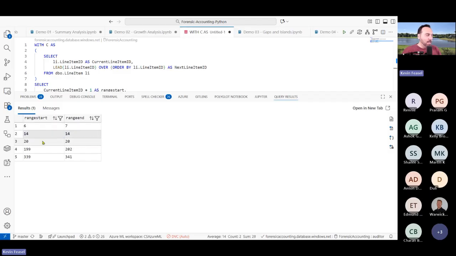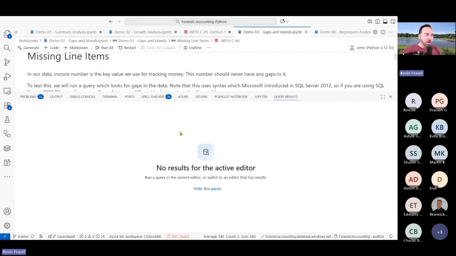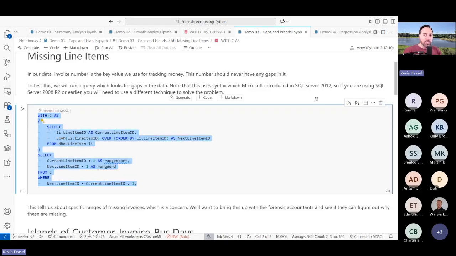14 is missing. 20 is missing. 199, 200, 201, 202 are all missing. 339 through 341 are missing. These are all line items that do not exist in this database. So something has gone on that has resulted in these particular line items disappearing. That could be just as simple as our application tried to insert an invalid value and we rolled back the transaction, and so this ID is just gone.